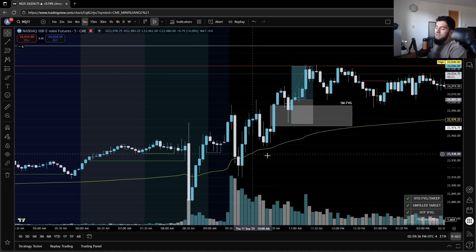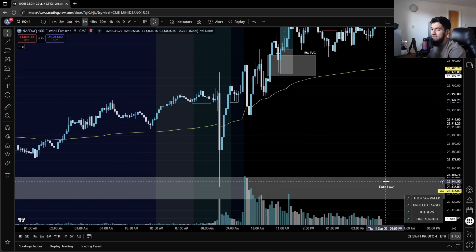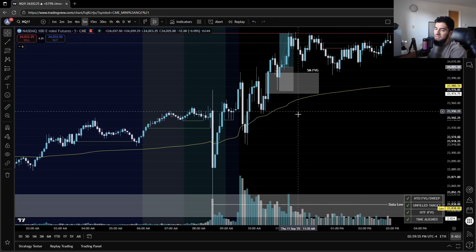So although I wanted the data low to get taken out, I did not want to marry that bias, because if I'm just sticking to one bias and not adjusting to what the market is showing me, I'm not a trader. That's what a trader has to do. It has to adjust to what the market is showing them and not necessarily try to force your own will to it. So this is kind of what happened in this scenario, right?